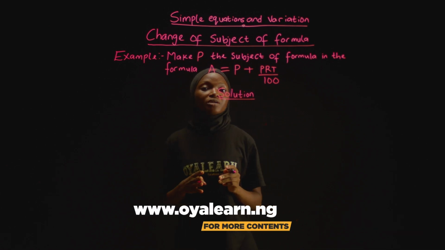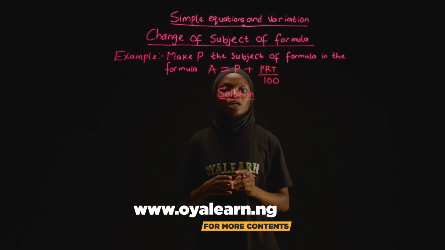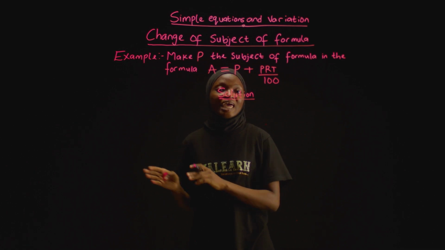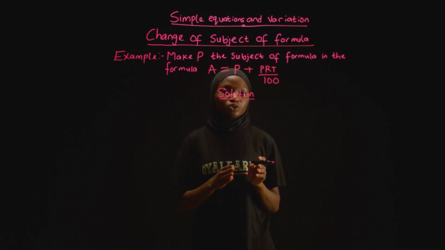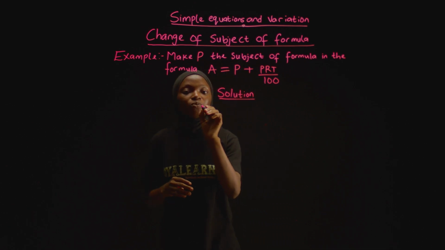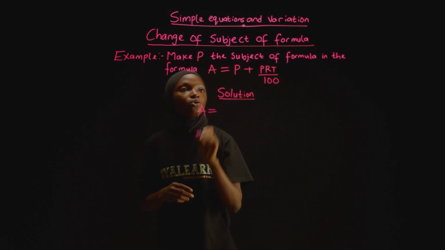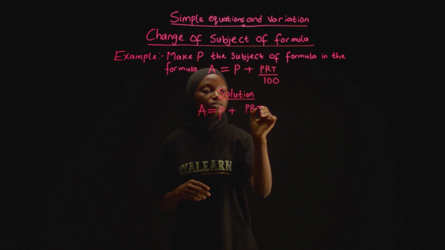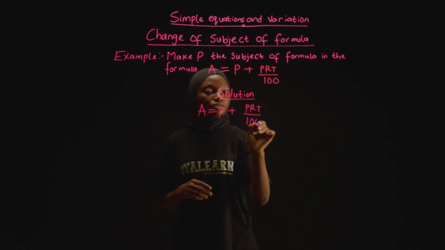Recall, to make P the subject of the formula in this formula, we have to make sure that P is at one side of the equation. That is, only P would be at one side of the equation, then every other term would be at the other side of the equation. And so here we rewrite this: A equals P plus PRT over 100.